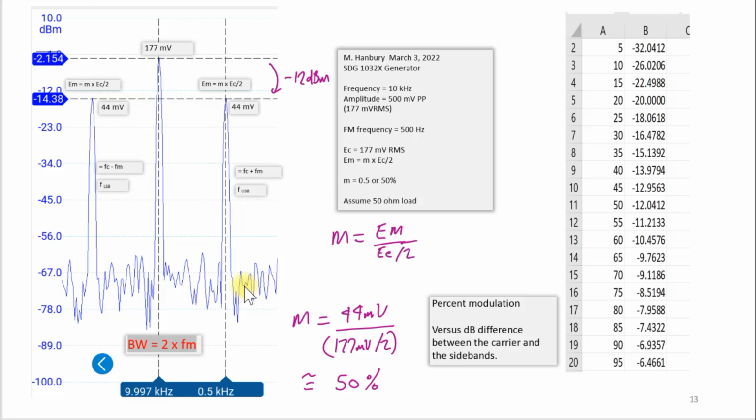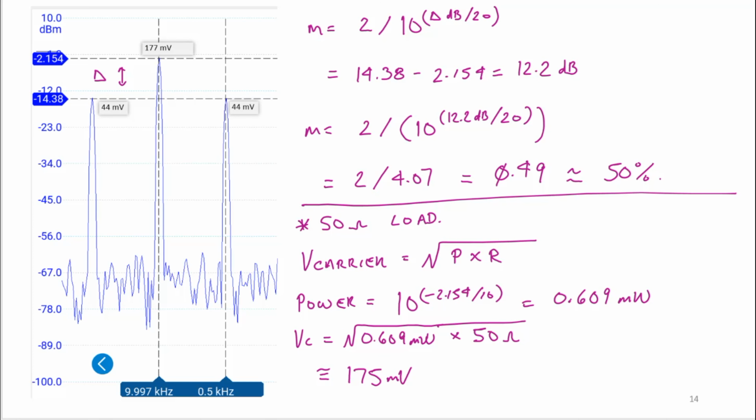Okay, and here's just an example where I did it using the voltage. But you'd have to convert the voltage. And here I've got an example on how to do that. So I use the technique that they have in the lab. So M is equal to 2 divided by 10 to the difference in dB divided by 20. And it works out to be, in this case, 14.38 minus 2.154. So a difference of 12.2 dB. Put that into the equation and you get 50%.